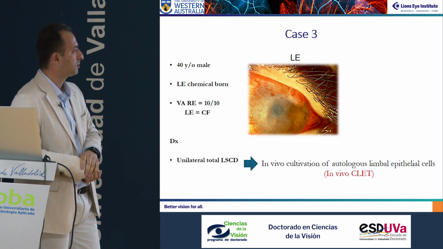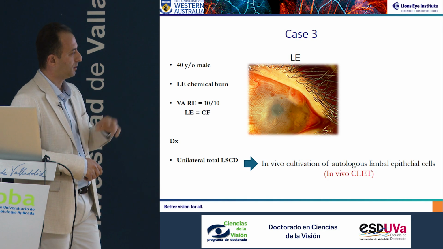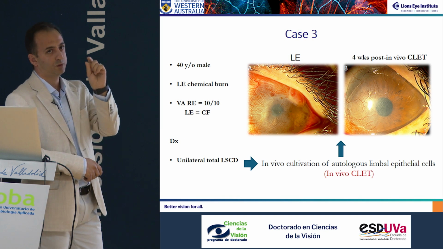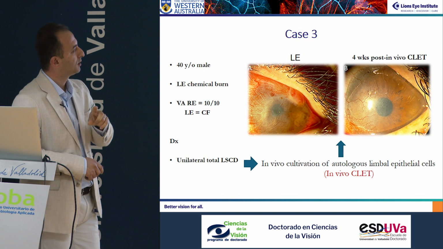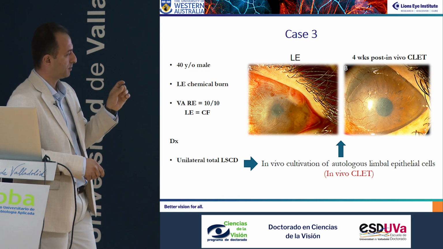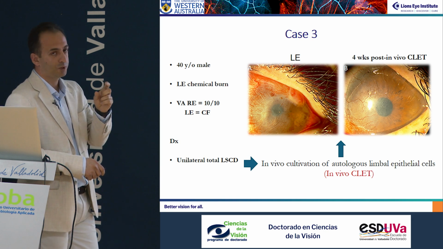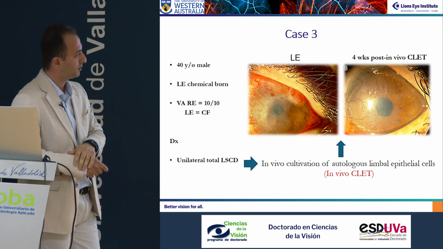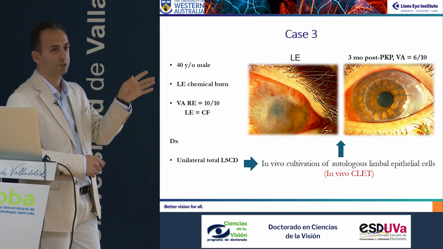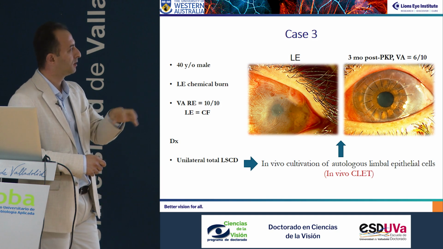But this time, the procedure that we developed in our center in Iran was that instead of sending the block to a laboratory to grow it on the membrane, we transplanted the block onto the diseased eye, and then asked the patients to put in a drop, which is the extract of the amniotic membrane. We called this procedure in vivo CLET because we do the culture in vivo on the patient's eye.